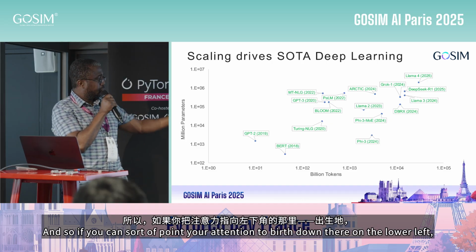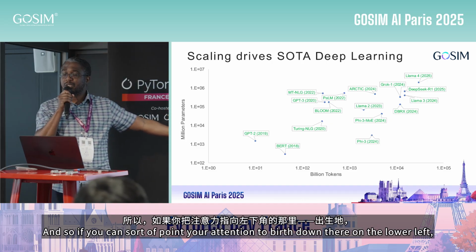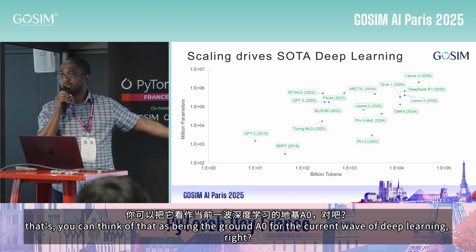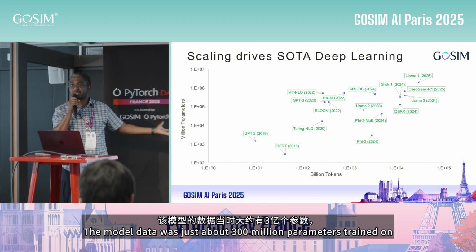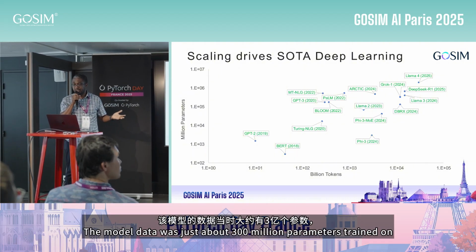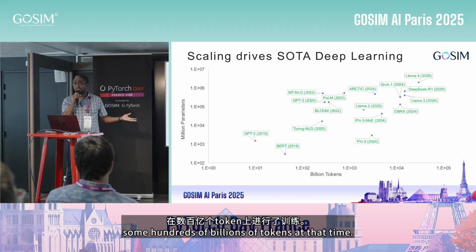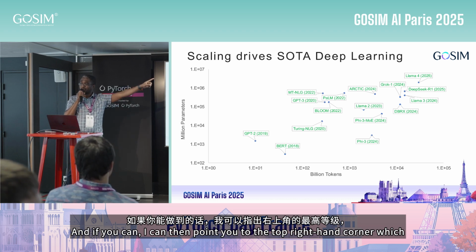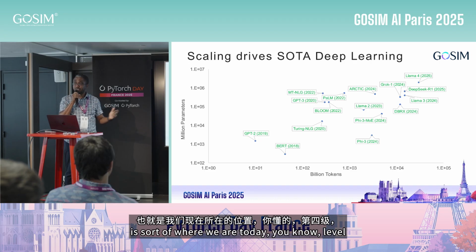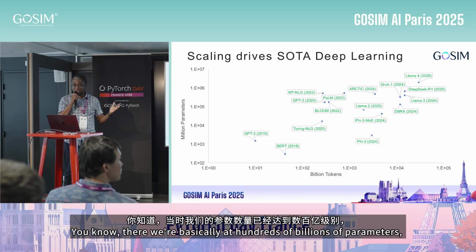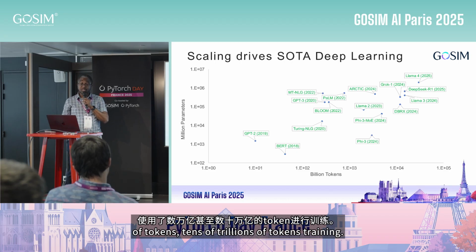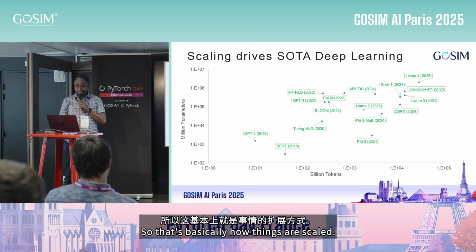If you can point your attention to the lower left, we could think of that as being the ground day zero for the current wave of deep learning. The model then was just about 300 million parameters trained on, I think, some hundreds of billions of tokens at that time. And if you then point to the top right-hand corner, which is where we are today, Llama 4, which was talked about earlier, there we're at hundreds of billions of parameters, and tens of trillions of tokens of training. So that's basically how things have scaled.